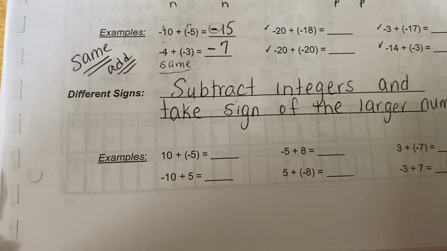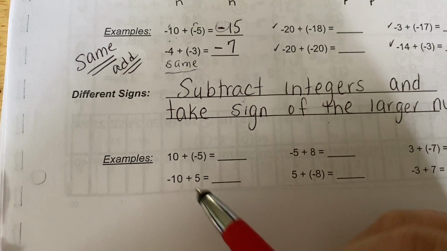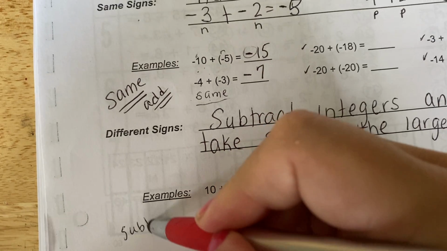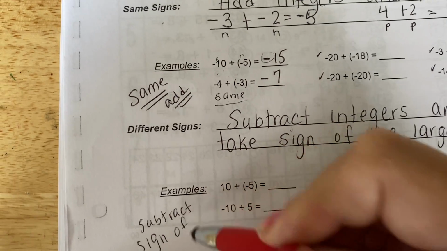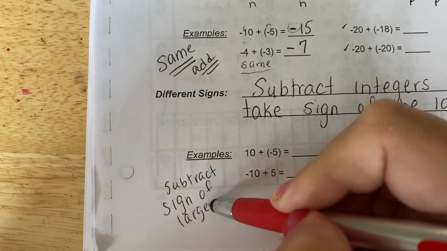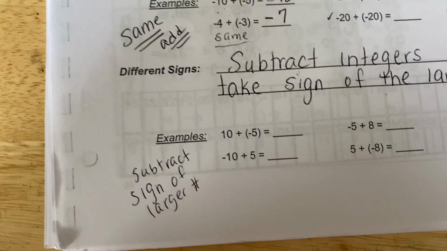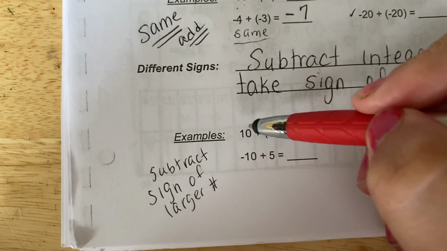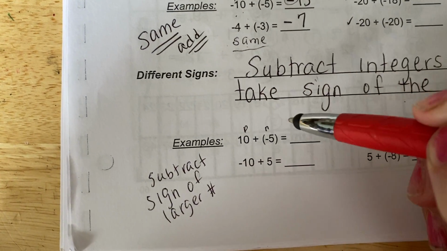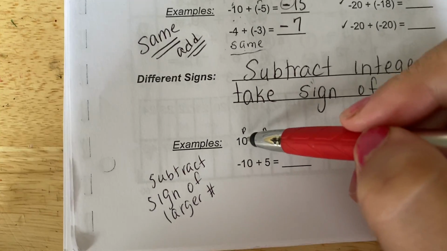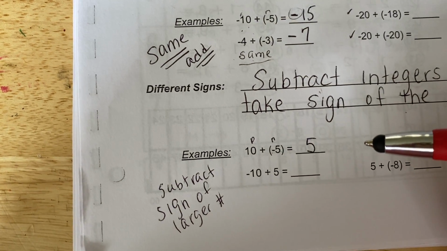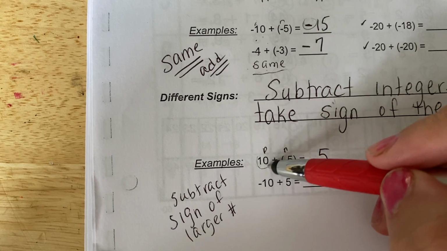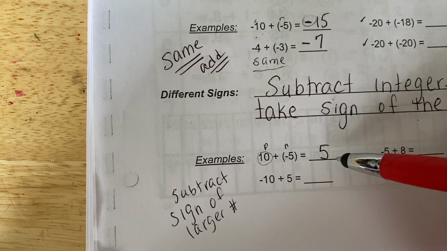The examples are, so we have a positive and a negative. So I'm going to put a little note here. So we're going to write subtract and sign of larger number. Okay, so I notice that this is a positive, this is a negative, so I have to hit the brakes. So I'm doing 10 minus 5 is 5. And I take the sign of the larger number, I put a little there, it is a positive 5.